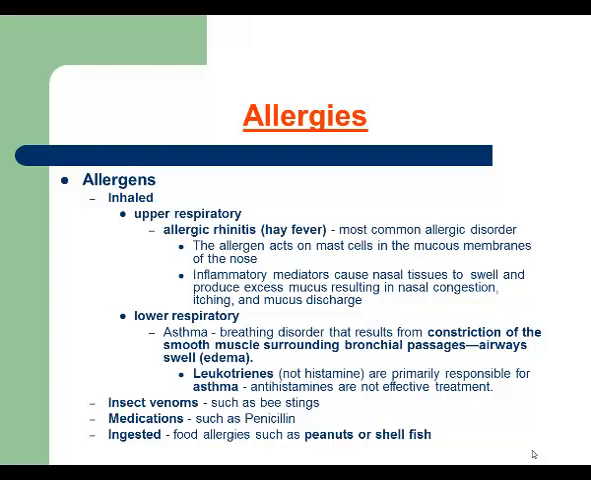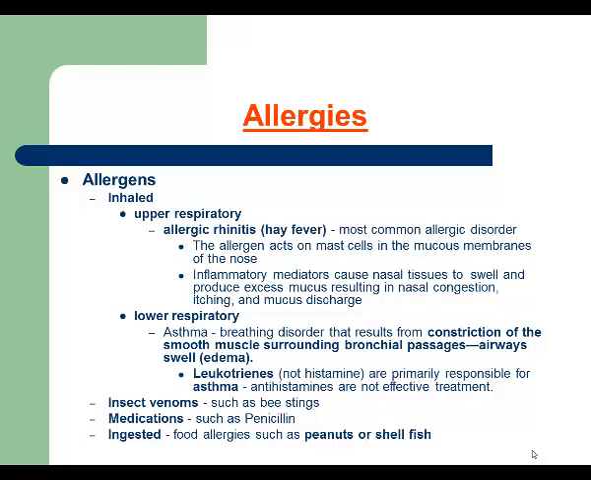An example of lower respiratory tract allergy will be asthma. Just to remind you, histamine is not involved in asthma. Instead, leukotrienes are involved with asthma. And that explains why we do not use antihistamines to treat asthma, because they won't work.